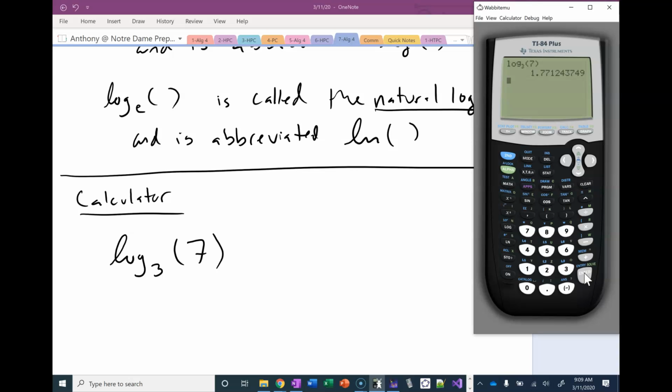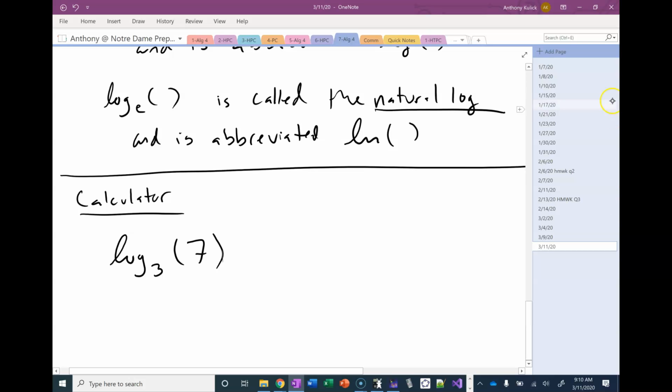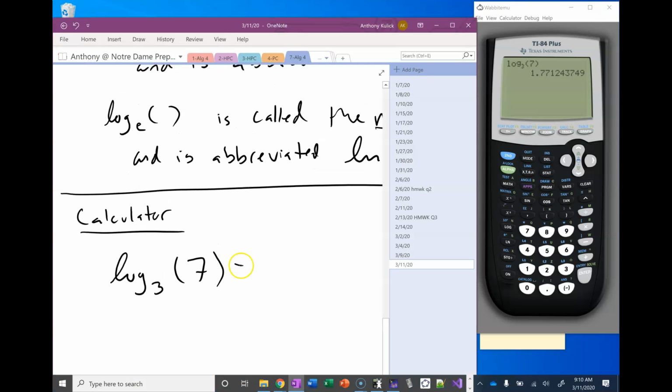Does anyone not have that option when you press the math button? Eli, I'm looking at you that has the old 83 there. You don't have that, right? Okay. Is anyone else in the boat that they don't have the log base option on their calculator? Okay. So Eli and anyone else that's too shy to say so, the other way that you can do this is you can just do log of the argument divided by log of the base.